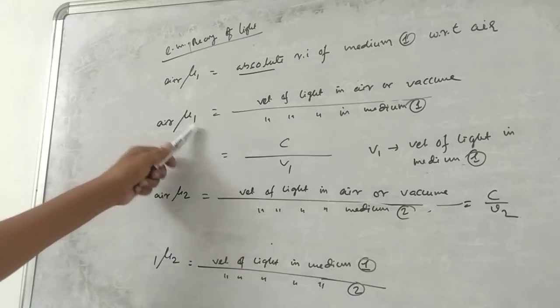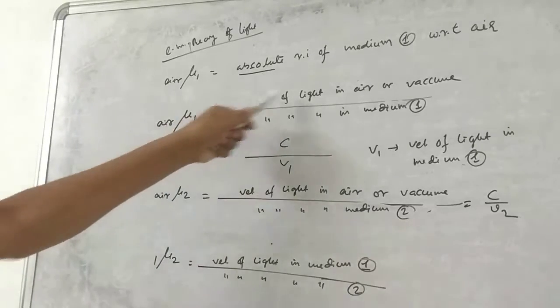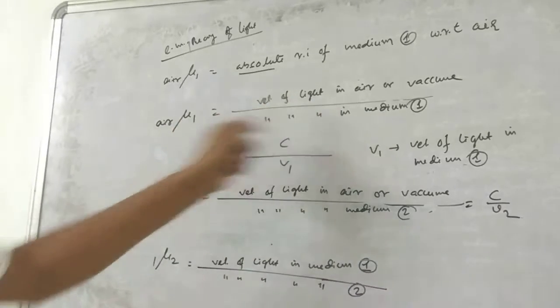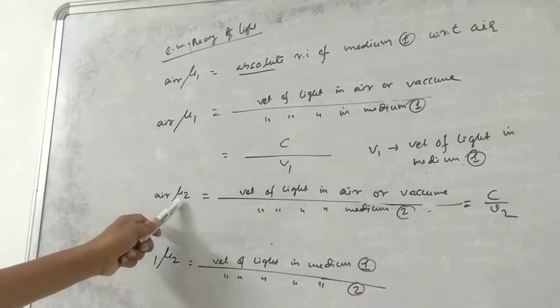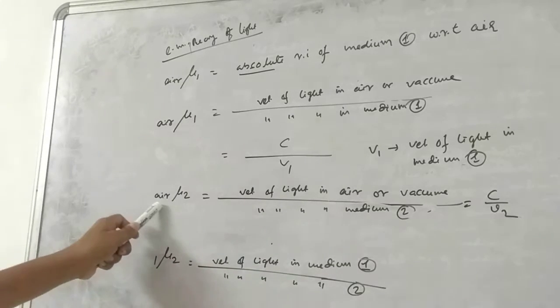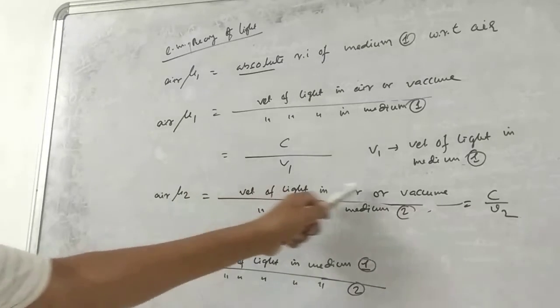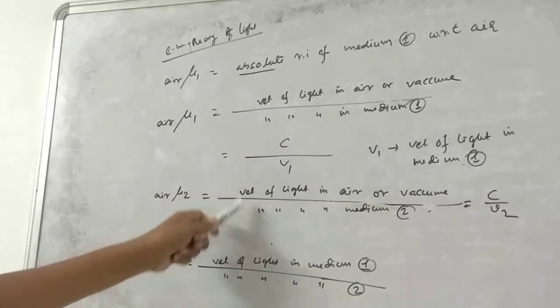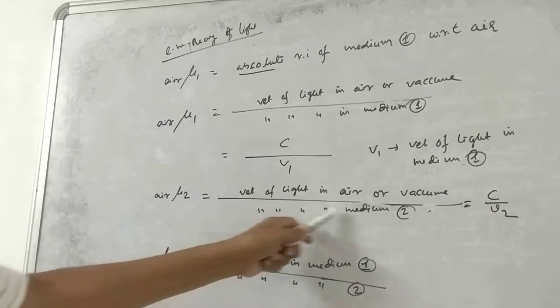This is the refractive index with respect to air. That's the velocity of light in air divided by velocity of light in medium 1. This is the refractive index with respect to air of the medium 2. Therefore, since it is with respect to air, velocity of light in air in the numerator, divided by velocity of light in the medium 2.